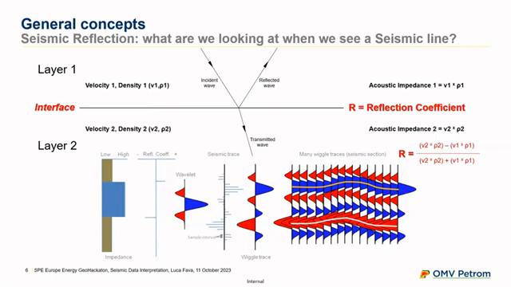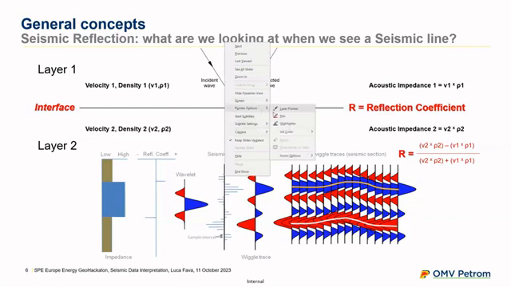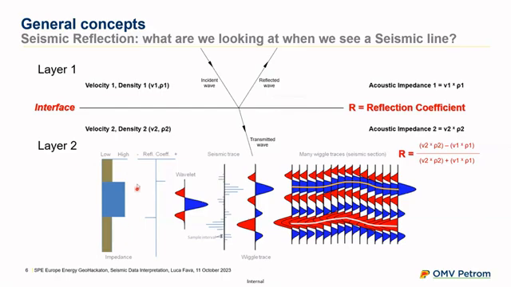So at the reflection interface, we have a reflection coefficient that is calculated using the velocity and density of the two different layers. As you can see from this scheme here, let's say that we have two different layers with different velocity and density, and that means also different acoustic impedance. So we are moving from a lower acoustic impedance to a higher acoustic impedance, and that is creating a reflection coefficient.